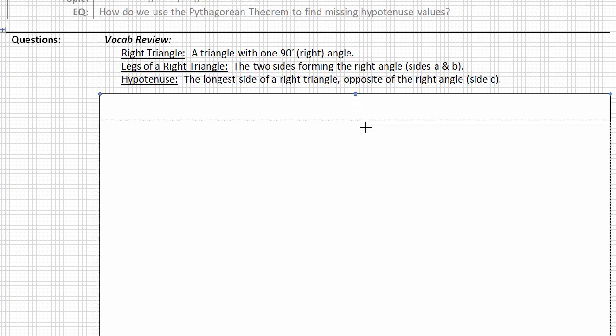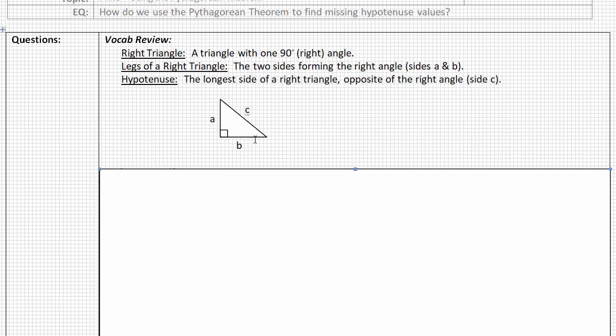So if we take a look here at the drawing of a right triangle, you can see it has a 90-degree angle, which we show with a square in that corner. Sides A and B are going to be the two sides that form together that vertex where the 90 degrees is found. And directly across from the right angle is the hypotenuse. This is always the longest side, and we refer to it as side C.